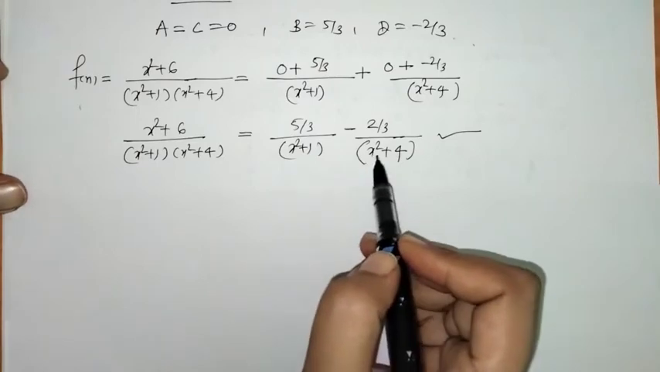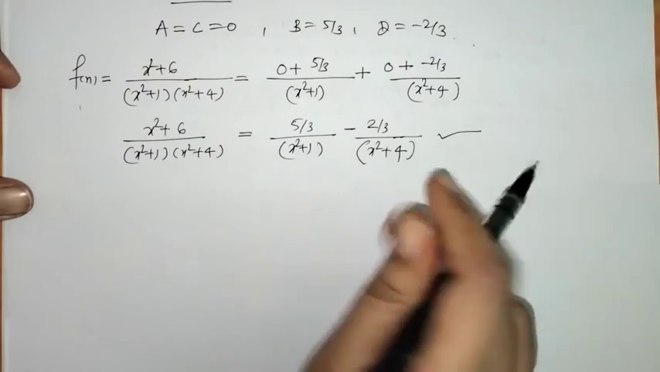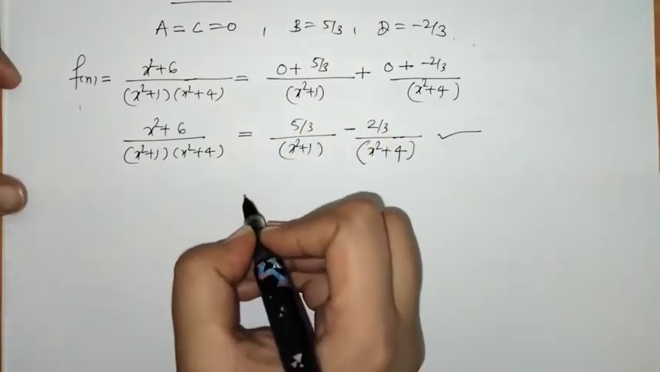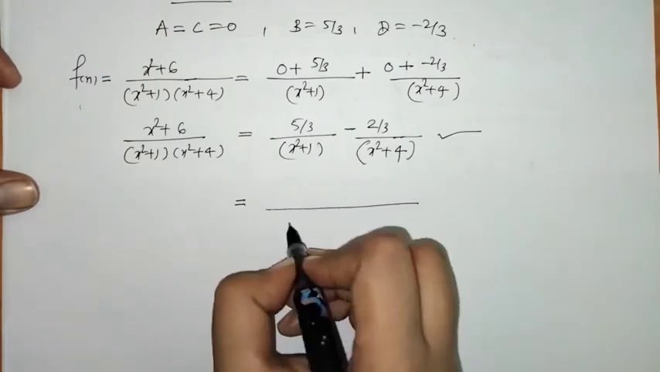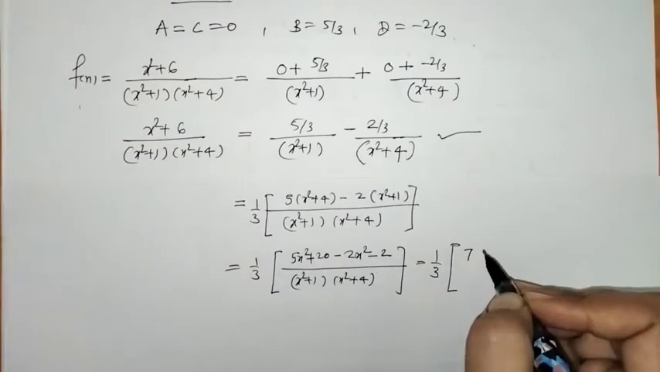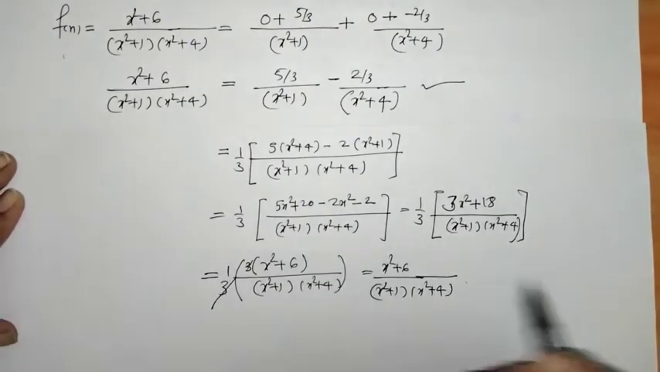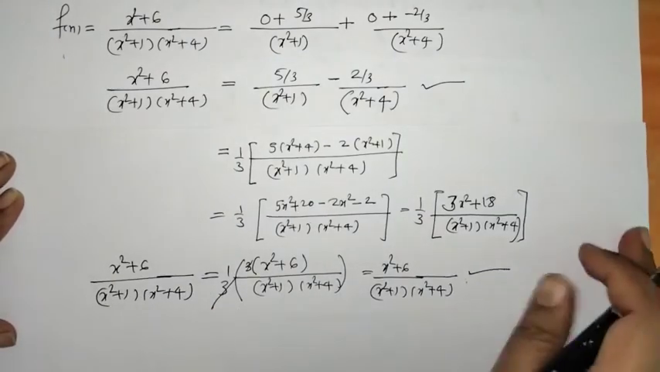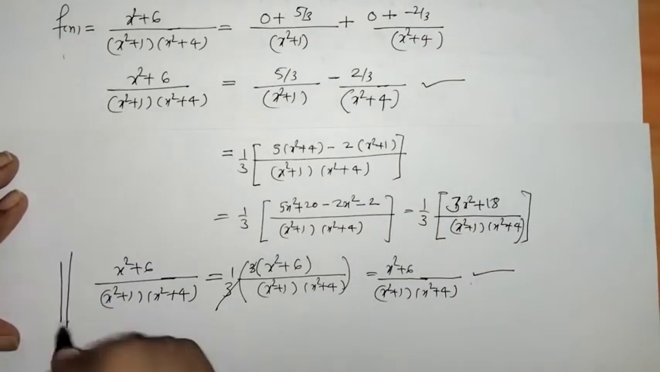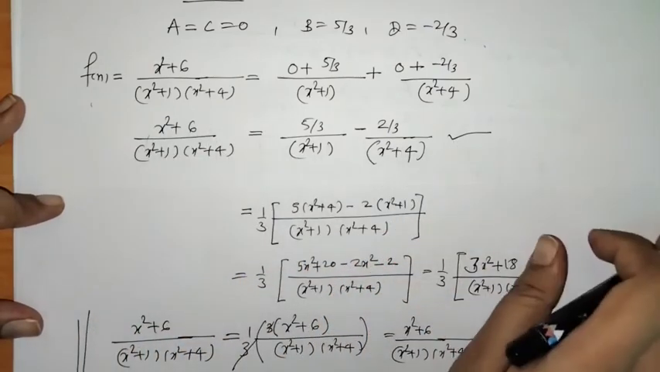Now we can check whether this decomposition in partial fractions is correct or not. For this we have to simplify this expression. So yes, let's proceed. When we simplify this side, we get the original fraction, right? That means the decomposition of this function in partial fractions is correct.